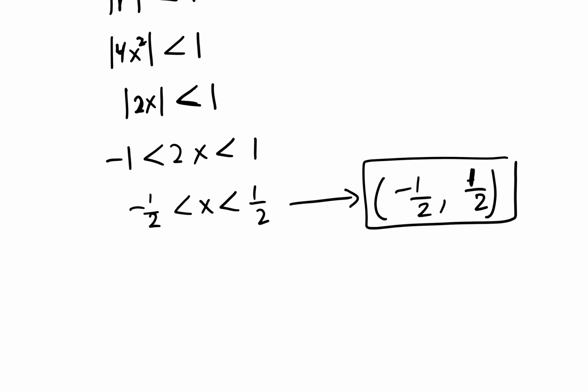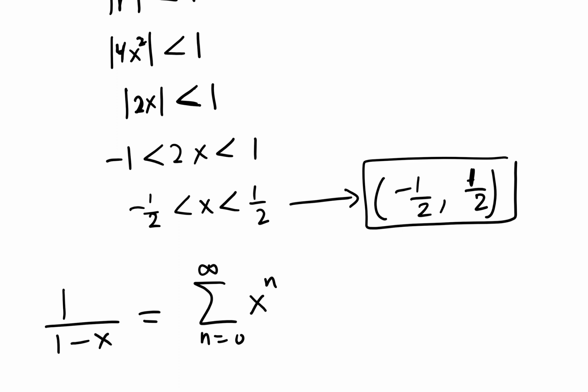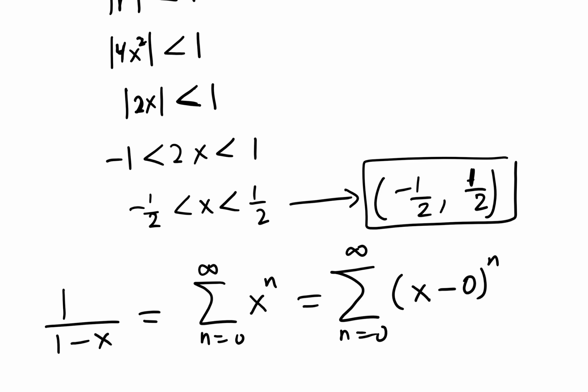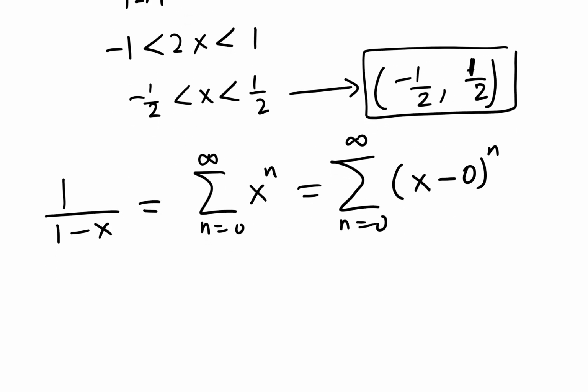Next one, so far we covered this. 1 over 1 minus x is the sum of x to the n, n equals 0 to infinity. Remember here r is like x, right? One thing about this sum, we could write it as x minus 0 to the n. And from this 1 over 1 minus x, we can rewrite this as 1 over 1 minus x minus 0.